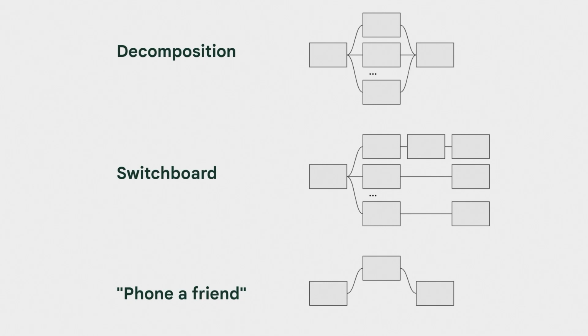All right, and you'll probably find these to be fairly common sense, but I think they're still useful to think about. So one is decomposition, another is a pattern we call a switchboard, and the third is a pattern we call phone a friend.